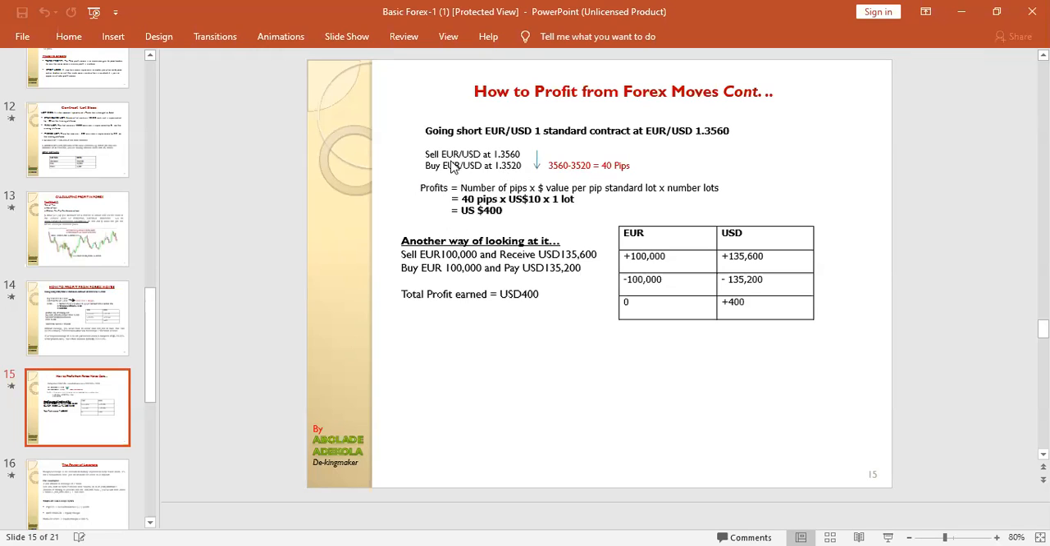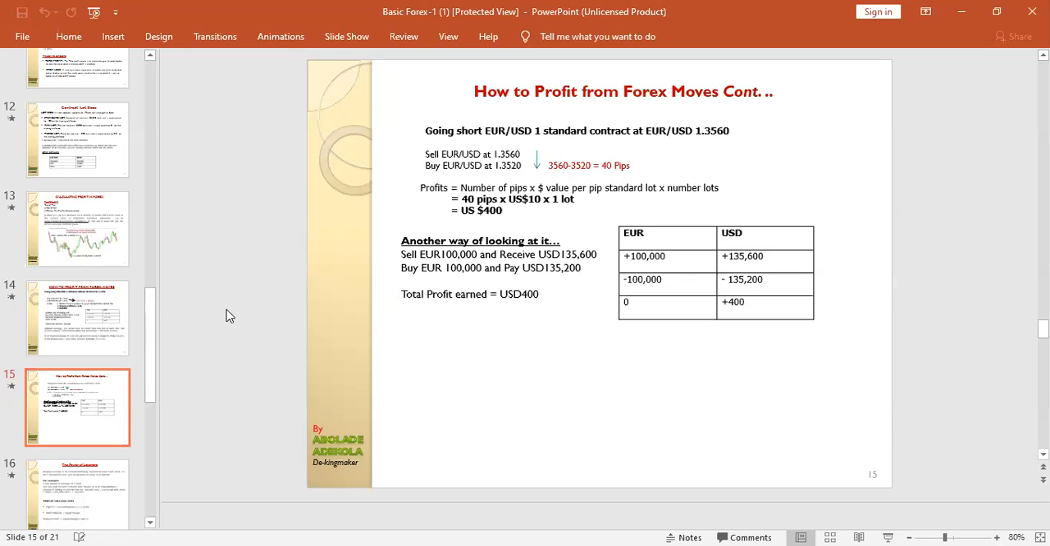So now you have sold Euro USD at 3560, and after a while, price dropped to 3520, and you said, okay, I'm done with the profit. I'm contented with the profit this market has given me. And you either close it manually or price comes to your take profit and closes your profit for you. So the difference between these two, the buy and sell price, if you deduct them from each other, the difference is 40 pips. Okay, I hope this is clear to you.